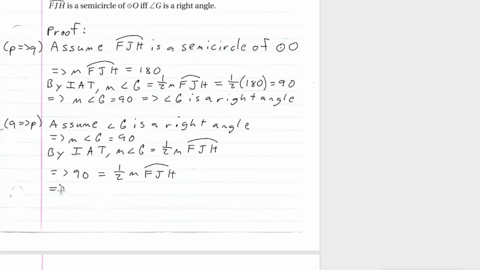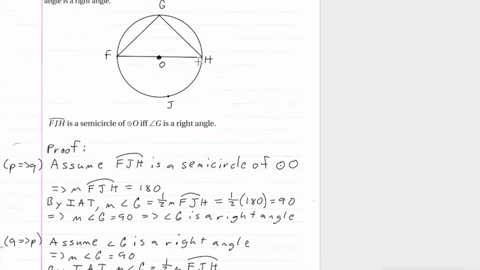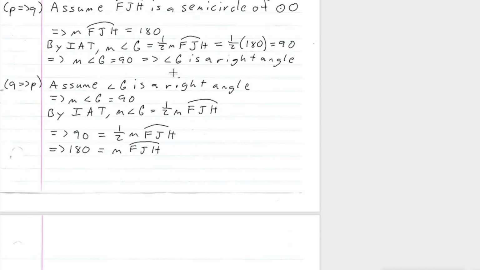So if we were to multiply both sides by 2, we'd get 180 is equal to the measure of arc FJH. And if an arc is equal to 180, right, that means it must be the semicircle of circle O. So this implies that arc FJH must be a semicircle of circle O. And that is our proof.